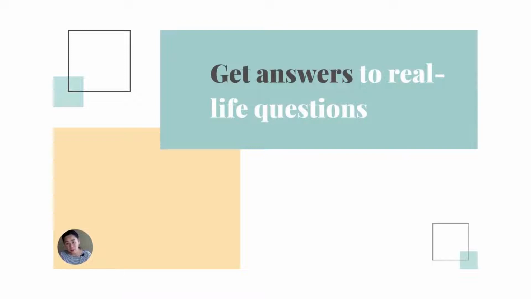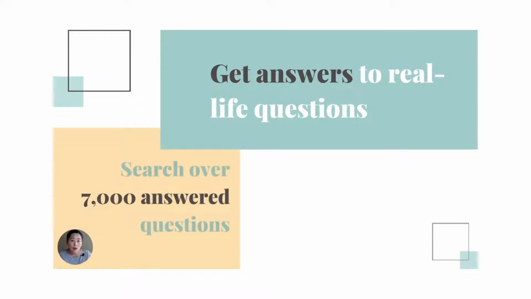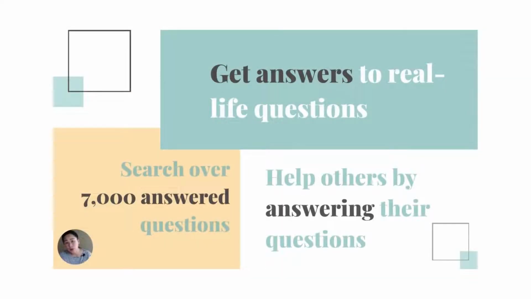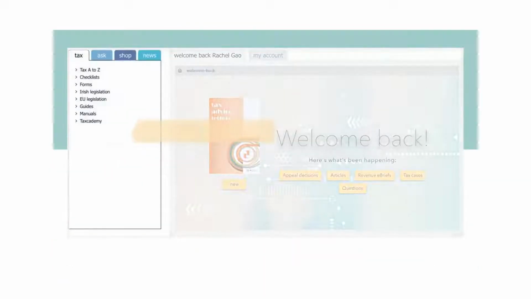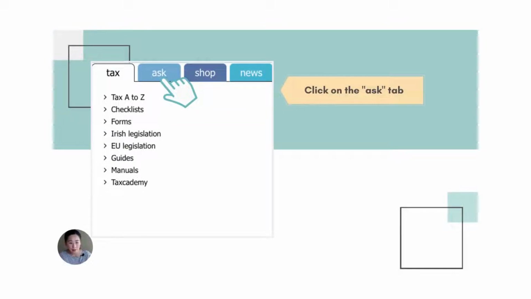The members area is where you can ask real-life questions and get answers from experts. We also have over 7,000 questions that have already been answered on different topics since 2012. And if you know the answer, you can help others by answering their questions. So let's get started by going to your Life Answer menu and clicking on Ask.